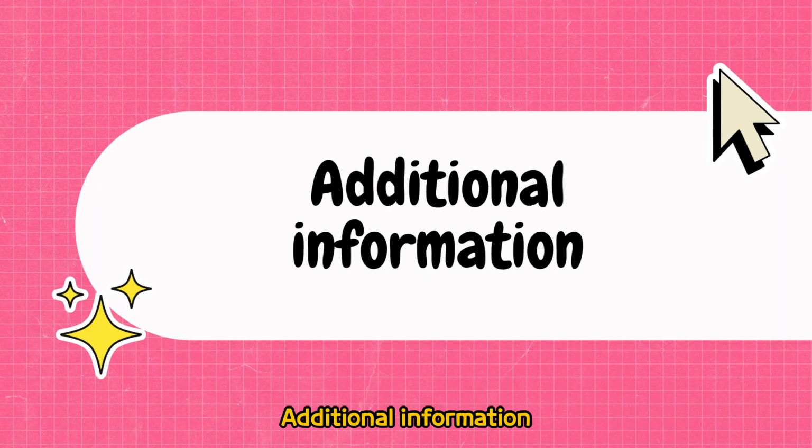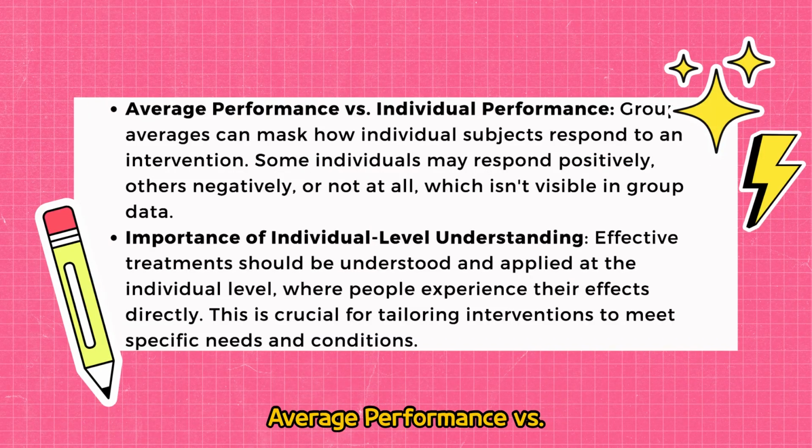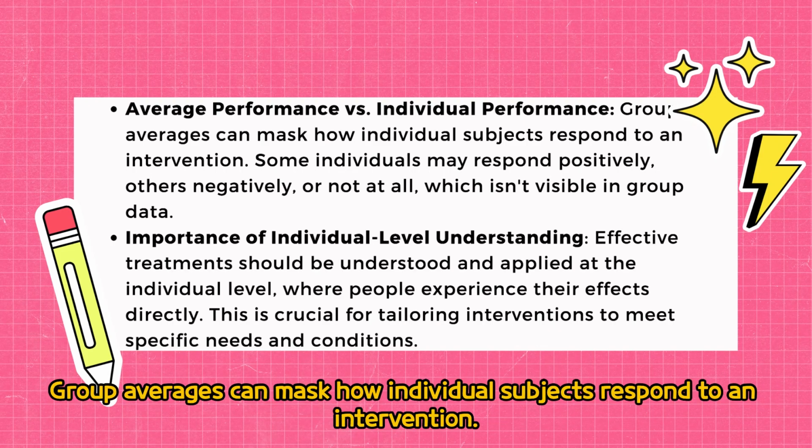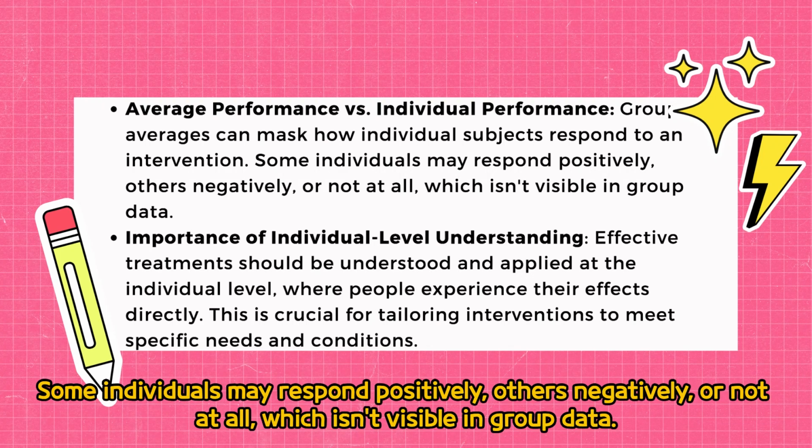Additional information. Average performance versus individual performance. Group averages can mask how individual subjects respond to an intervention. Some individuals may respond positively, others negatively, or not at all, which isn't visible in group data.